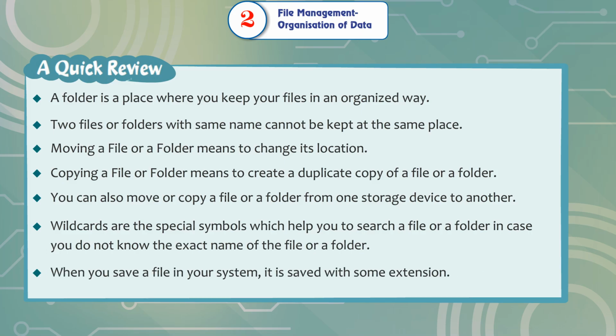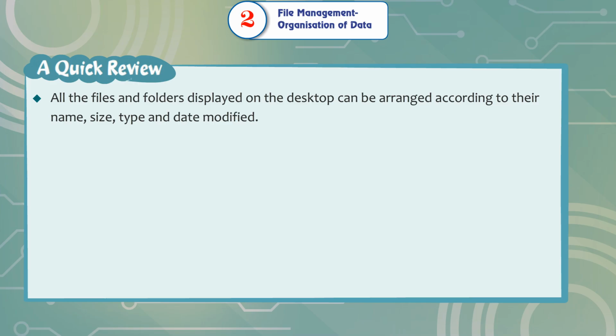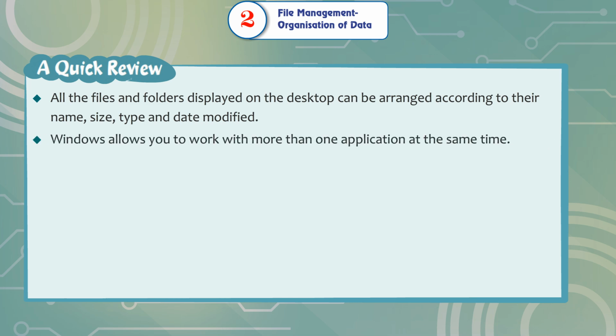When you save a file in your system, it is saved with some extension. All the files and folders displayed on the desktop can be arranged according to their name, size, type and date modified. Windows allows you to work with more than one application at the same time.